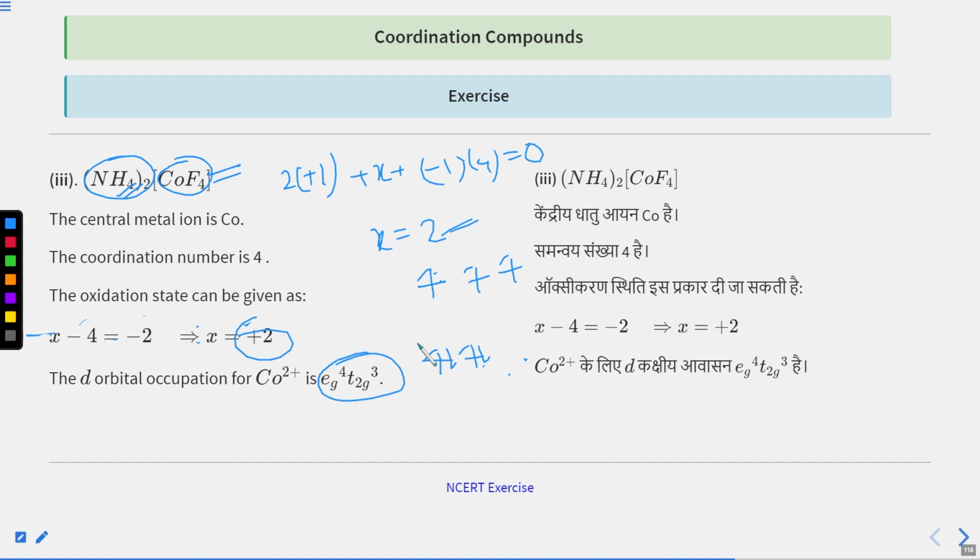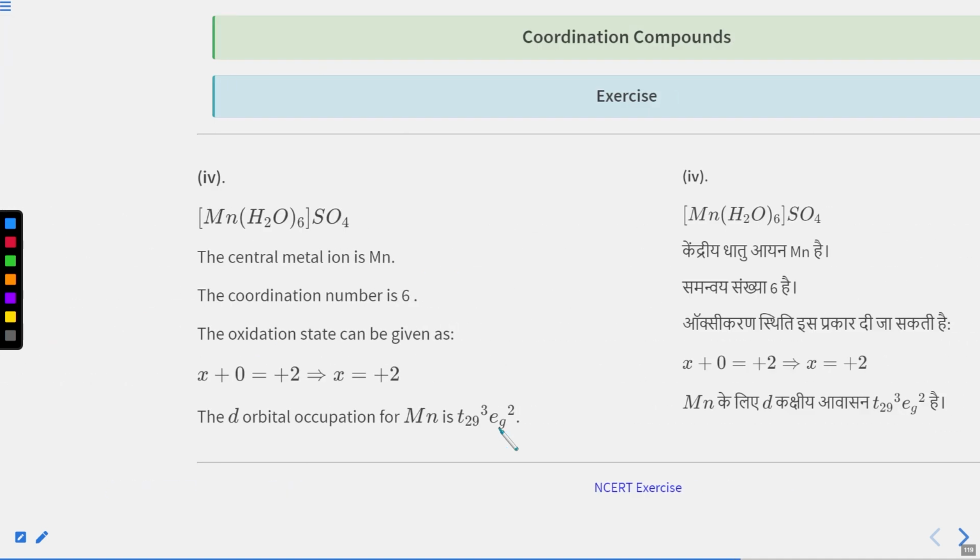If you remember the relation between delta T and delta O, you can clearly remember that delta T is less than delta O. Delta T is equal to 4/9 of delta O. So from this relation you know that delta T is very small. Since delta T is very small, pairing will never take place. So first of all, the electrons will be filled in all the d orbitals, and after that the pairing will take place.